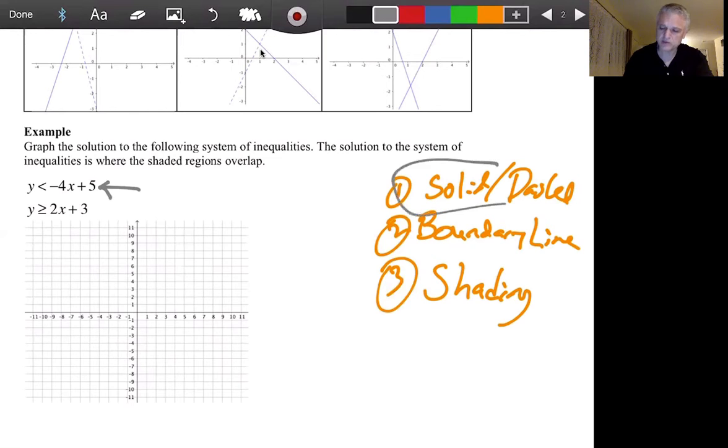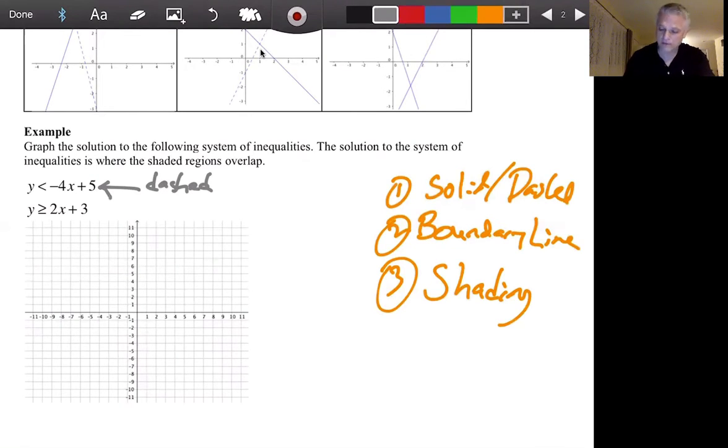Is it going to be solid or dashed? Well, it says less than, so that tells me it's going to be dashed. It does not say less than or equal to. If it had said both, then we would say it's solid. Okay, so this is going to be a dashed line.